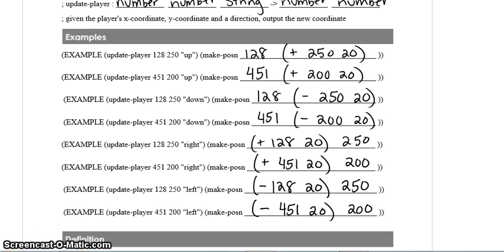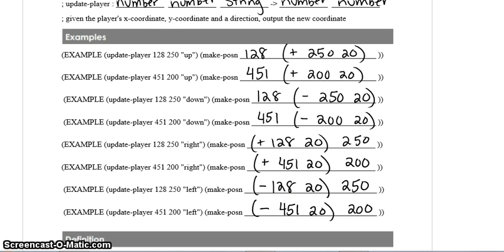Here are our examples for update player. Please pay attention to details as you're checking these. There should definitely be spaces after your addition signs and after your subtraction signs. So make sure your numbers don't look like a -128 or a -451. There should be a space in there.